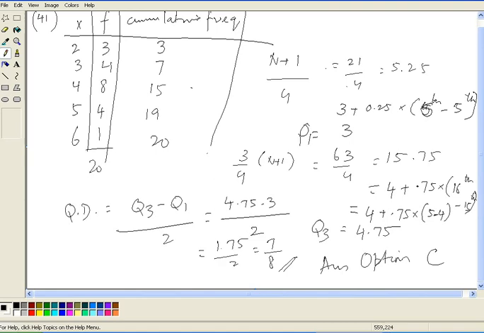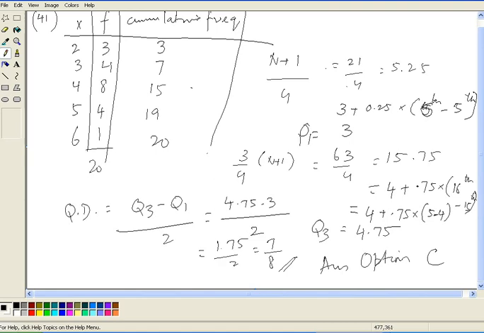So 20 plus 1. When you try to calculate the first quartile Q1, you will get 5.25. That is, the fifth term value is 3 plus 0.25 into sixth term minus fifth term. Sixth term and fifth term being 3, the difference will be 0, so Q1 will be 3.